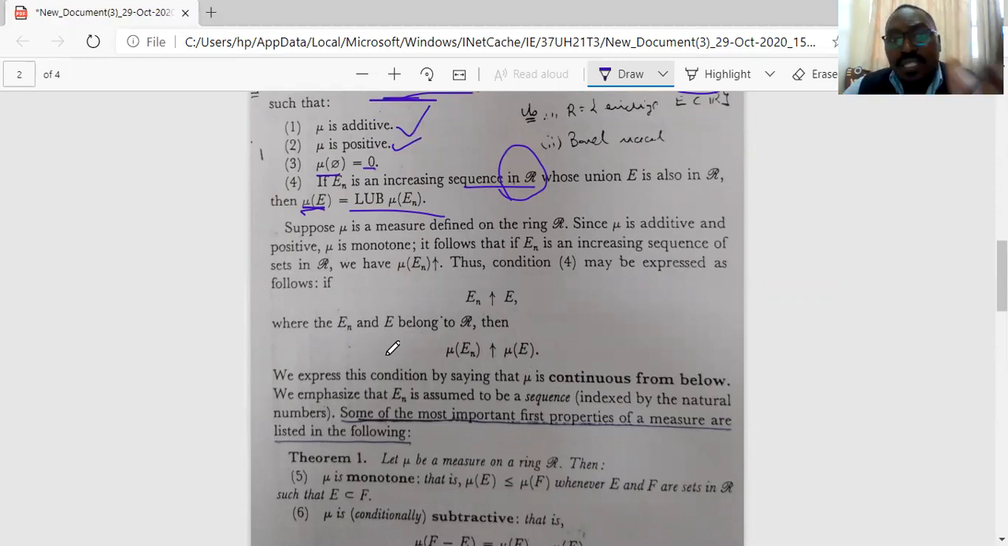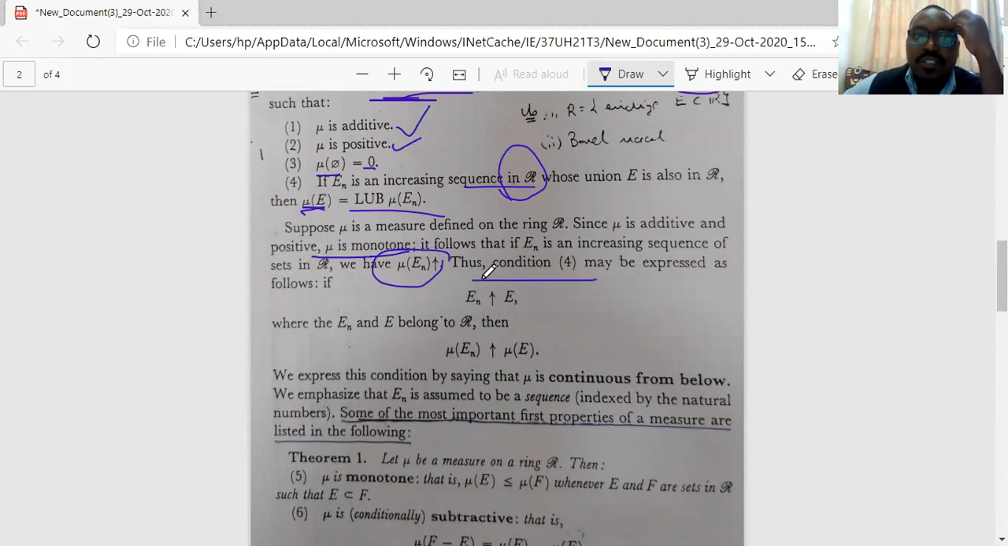Since mu is additive and positive, mu is monotone, meaning both increasing and decreasing, because we're talking of least upper bound and the greatest lower bound. So we can talk of this to be monotone in a general setup. And it follows quickly that if En is an increasing sequence of the ring R, then we have mu of En to be an increasing sequence.